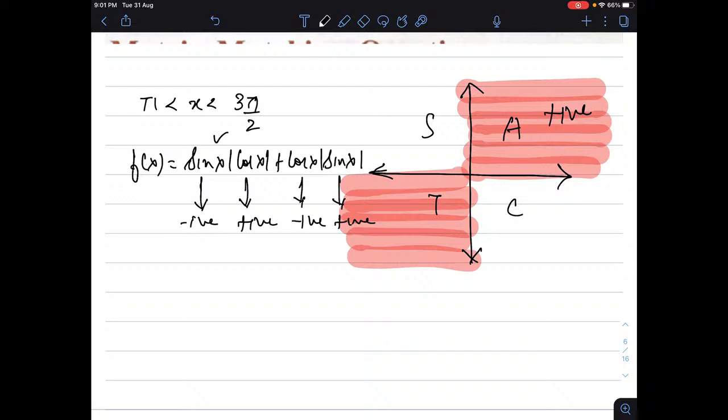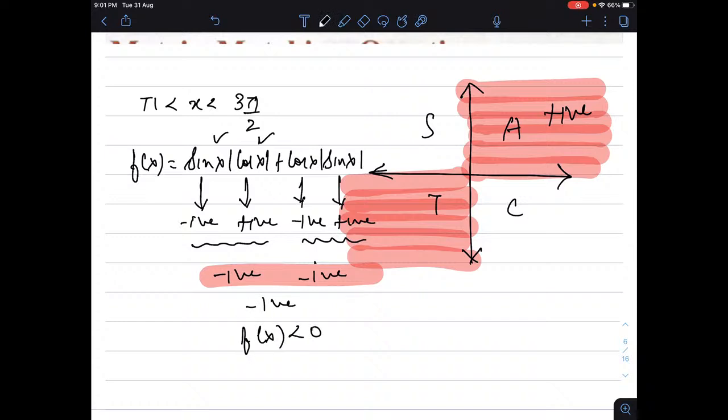Now negative multiplied by positive we are doing, it will be a negative quantity. And negative multiplied by positive we are doing, it's a negative quantity. And negative plus negative we are doing, it will be a negative quantity. So the final answer will be a negative quantity. Negative quantity means f of x will be less than 0. For which quadrant will f of x be less than 0? Guys, for the second quadrant f of x will be less than 0.